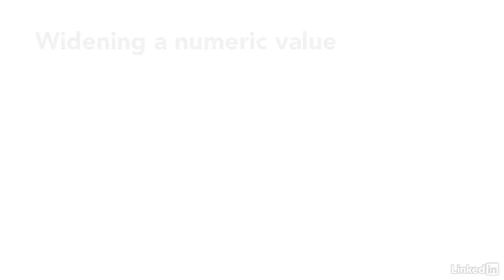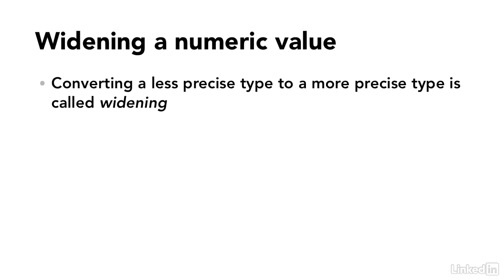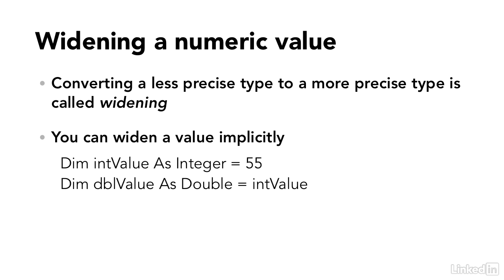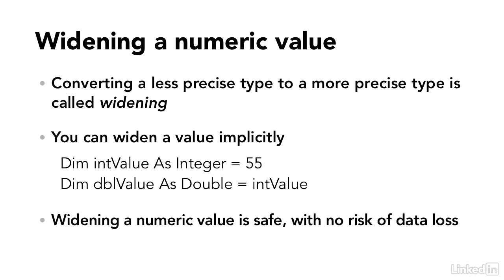You can also convert numbers to numbers. If you're converting from a less precise data type, say an integer, to a more precise type, such as a double, we call that widening. You can widen a value implicitly and safely without risking data loss. In this example, I'm starting off with an integer and converting it to a double. Because I'm going from less precise to more precise, I'm widening, and I don't need to add any extra conversion code. This sort of conversion is always safe, so you typically don't need to wrap the code inside try-catch blocks or do other error handling.